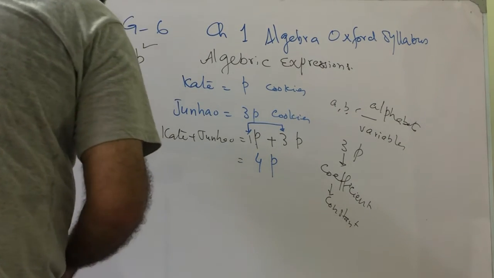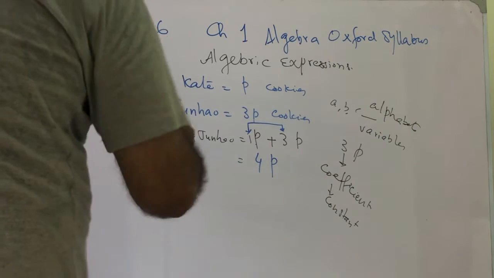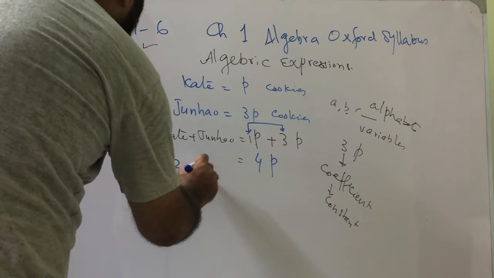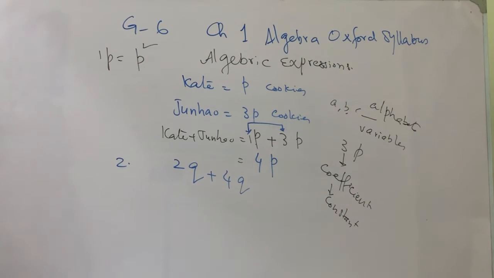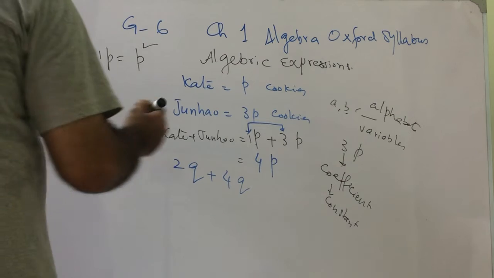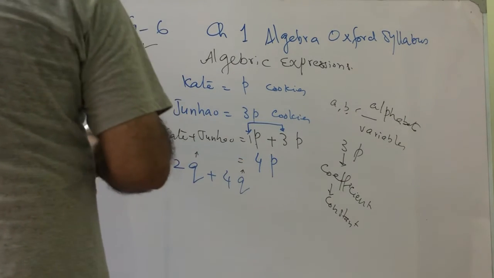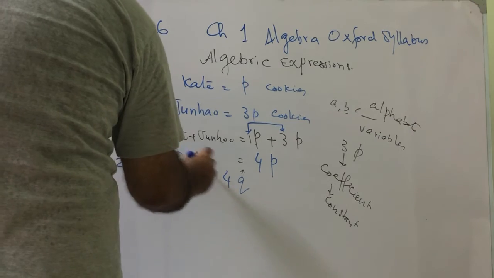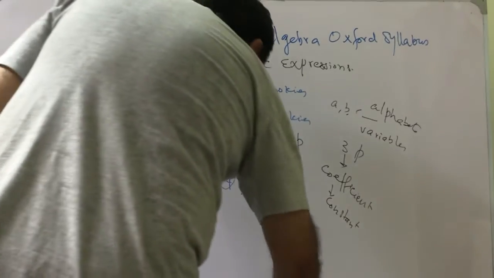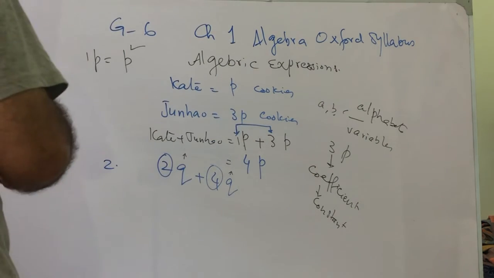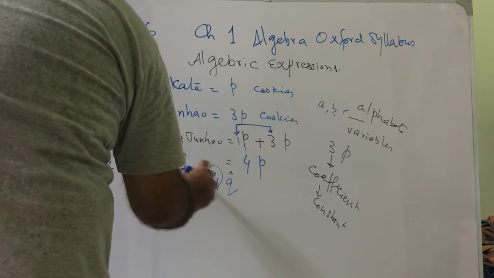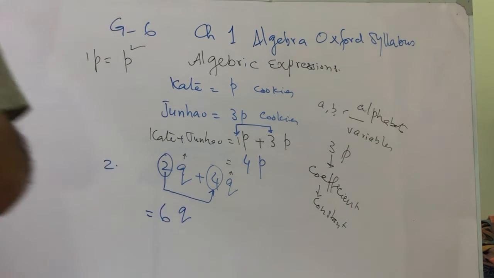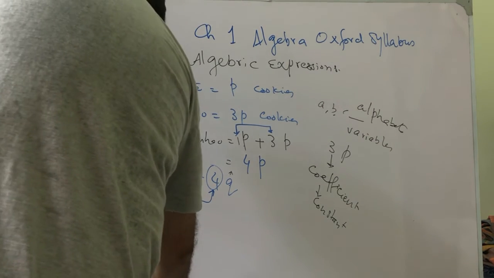Okay. Now the next question is simplify 2q plus 4q. Here they want to tell you that you should know how to add things in algebra. The way I told you, this is the variable and these are the constants. When we are adding up, we just need to add the constants. We will add 2 and 4. 2 plus 4 is 6. q will come only one time. So the answer will be 6q. This is how we add up in algebra.